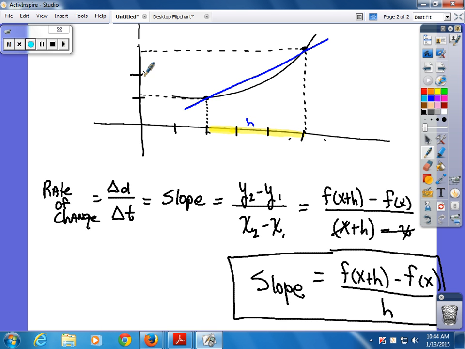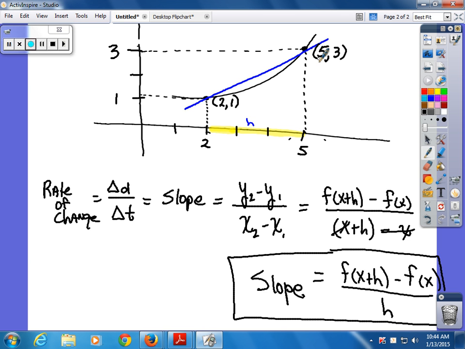1, 2, 3. All right, this point is 2 and 1. This point is 5 and 3. So this point is (2, 1), and this point is (5, 3).